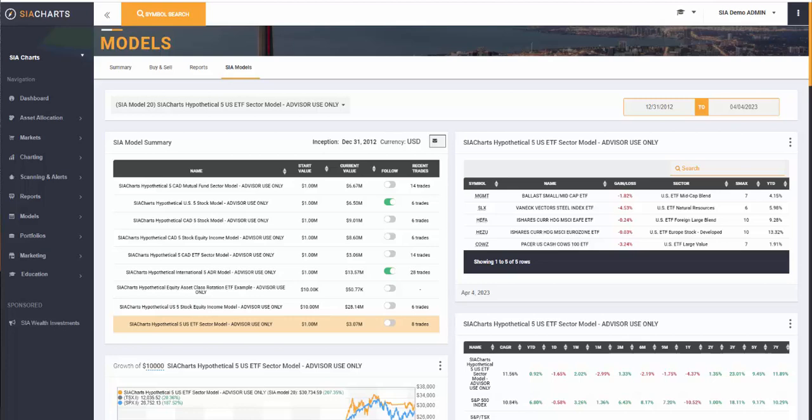Today we are going to look at our new 5 US ETF sector model. It is very similar to the Canadian 5 ETF sector model, which we have been running for almost 10 years. The model can be found in the Models tab under the SIA Models subtab as you see here.